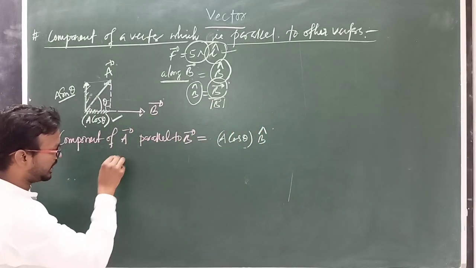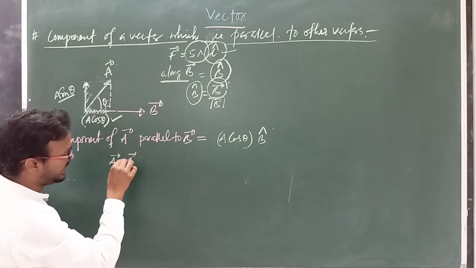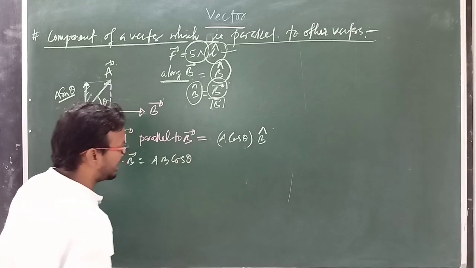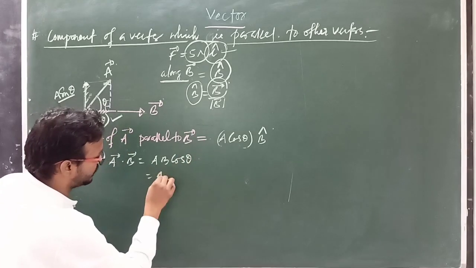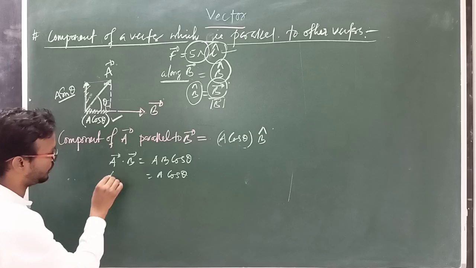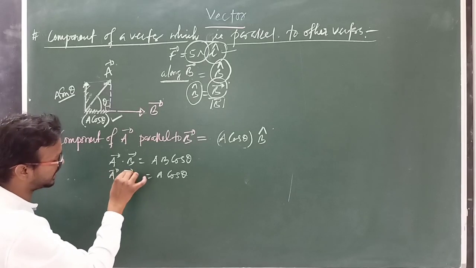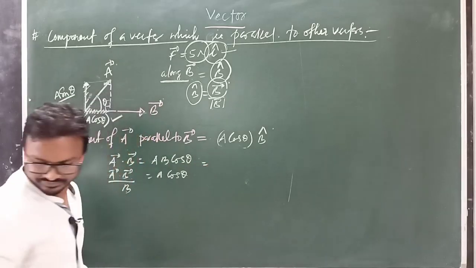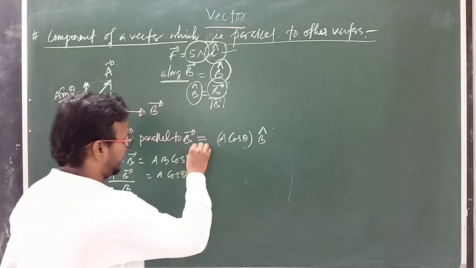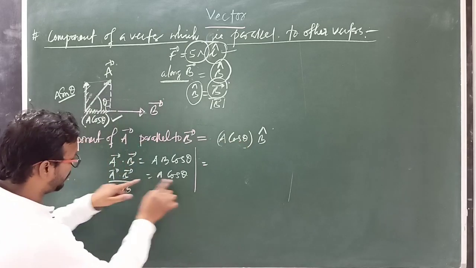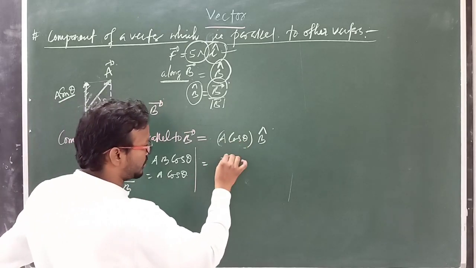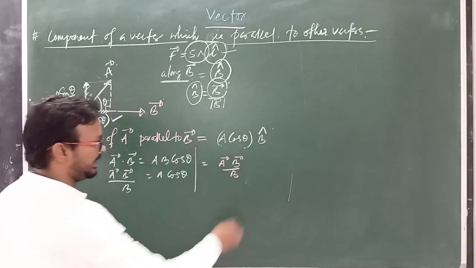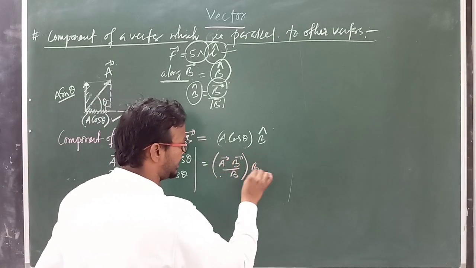Clear? And we already know that a dot b equals a b cos theta, and here a cos theta. So a cos theta equals a dot b vector divided by b. Now use this value here, so we get a cos theta equal to a dot b vector divided by b, into b cap.